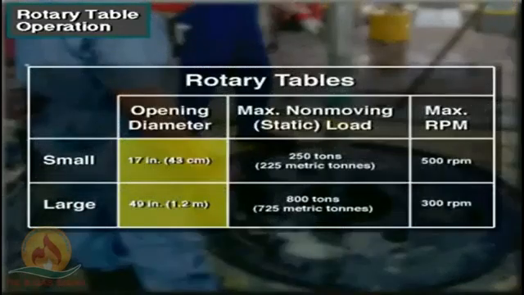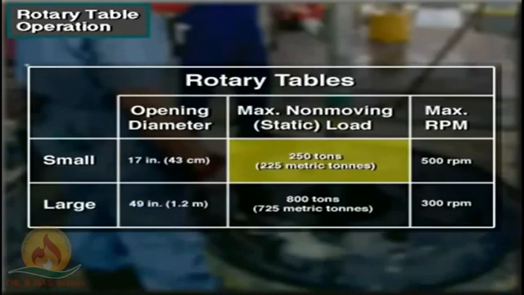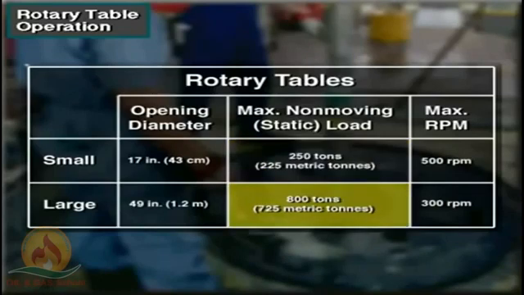Rotary tables have openings that range in diameter from 17 to 49 inches, 43 centimeters to about 1.2 meters. The smallest can hold a non-moving load of 250 tons, about 225 metric tons. The largest can hold a non-moving load of 800 tons, about 725 metric tons.